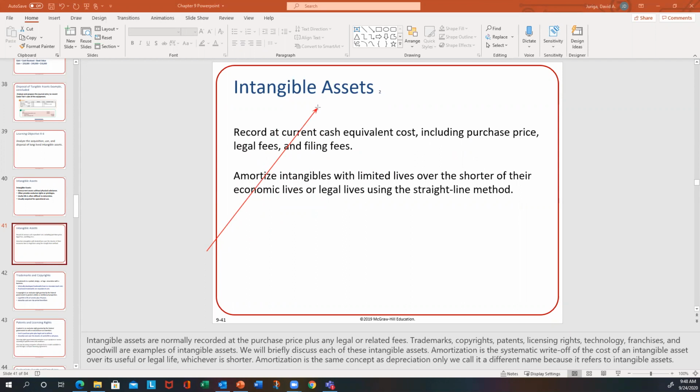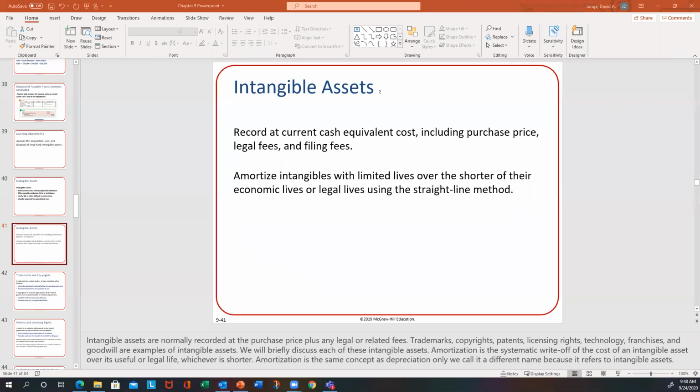that particular intangible asset. Notice it says we're going to be amortizing these, not depreciating, but amortize is the term used for intangibles. But you're going to amortize these intangibles with limited lives over, this is key, the shorter of their economic life or legal life using the straight line method. So sometimes the economic life is going to be shorter than the legal life. In that case, you would divide it over the economic life.